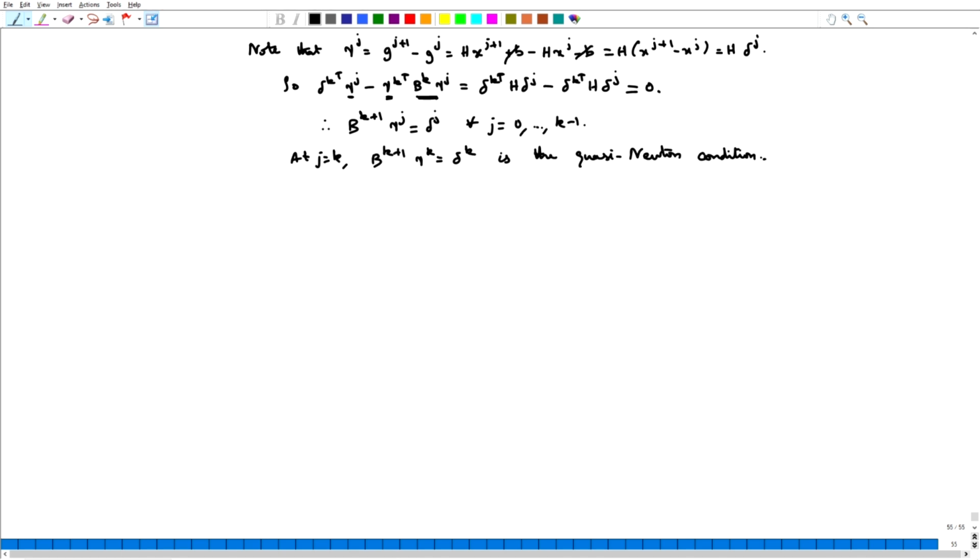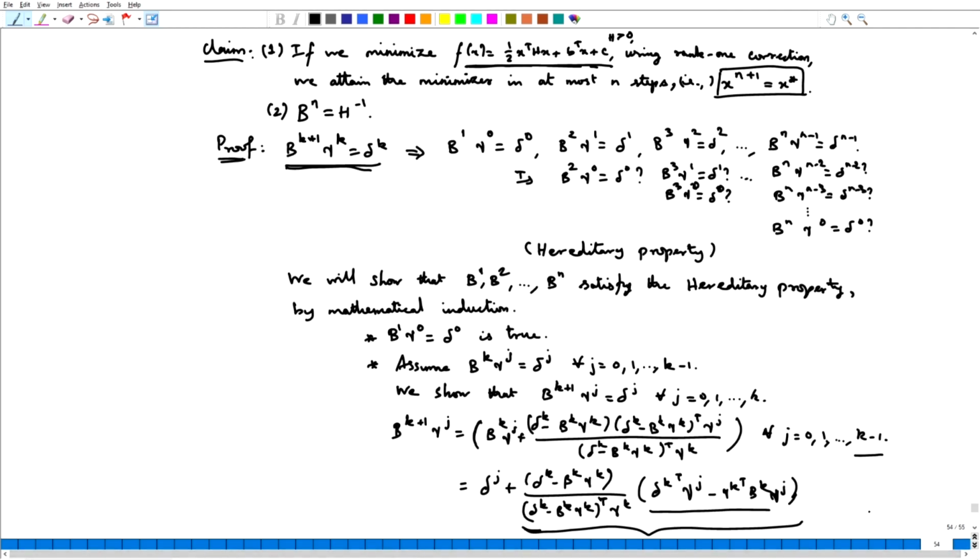Okay. Fine. So, what this means is that I have proved the hereditary property. I mean, what you had claimed, right. So, what we now know is that beta k gamma j equal to delta j holds for all j in 0 to k minus 1, and that is for any k from 1 to n. Okay. Good. So, now how do we actually prove these two claims using this?